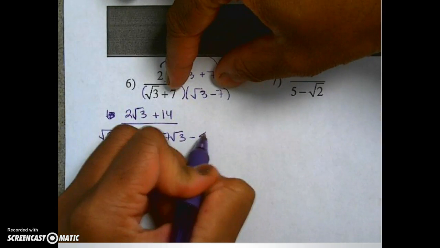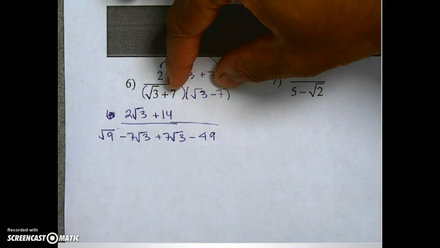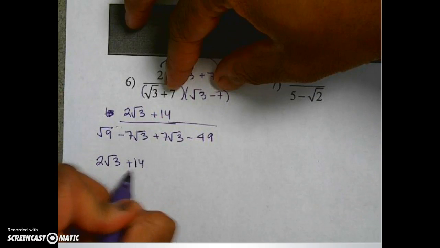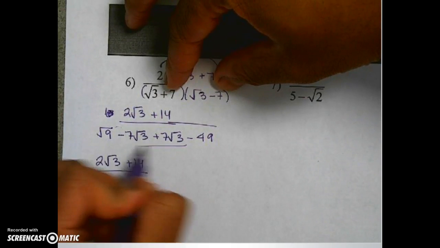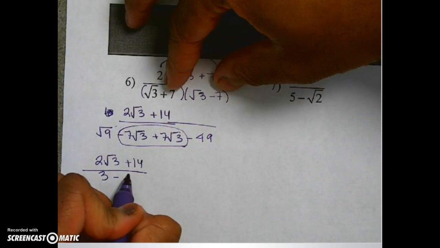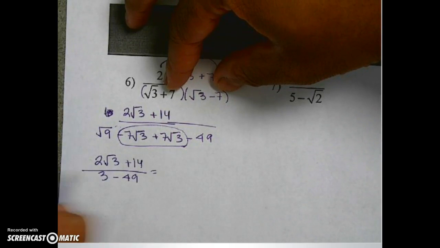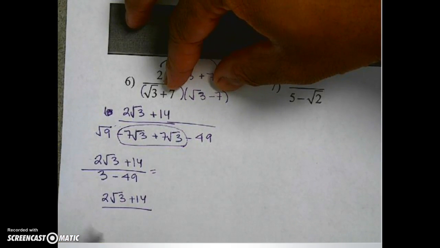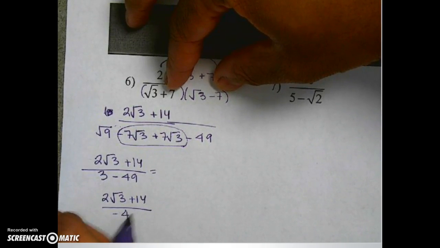Last, minus 49, 7 times 7. So up top I have 2 radical 3 plus 14 over, these are now gone, square root of 9 is 3 minus 49, so I have 2 square root 3 plus 14 over negative 46.